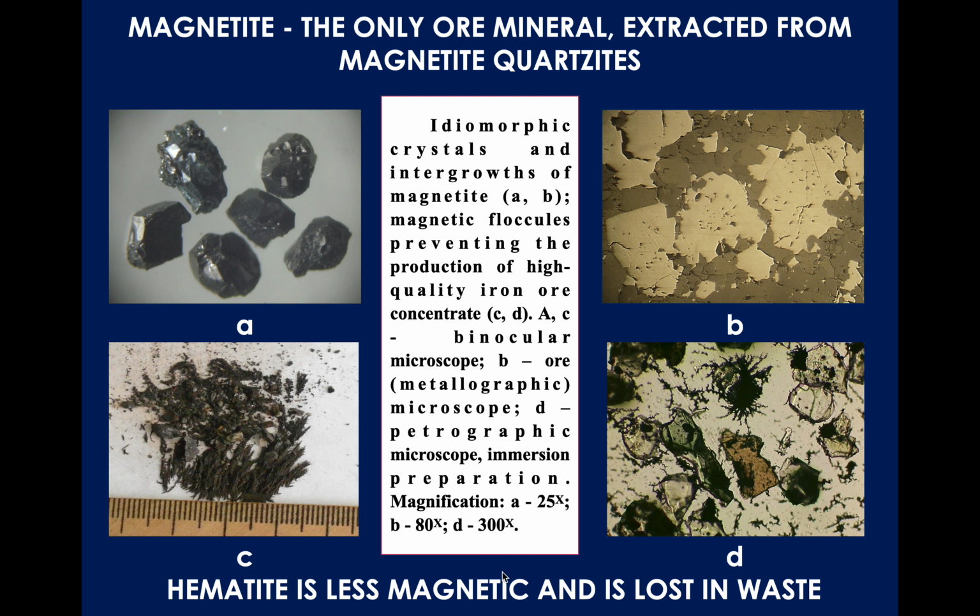Magnetite is the only ore mineral of magnetite quartzites that is actually extracted into iron ore concentrate. It is represented by idiomorphic crystals, irregular shaped grains, and splices. It has pronounced magnetic properties and therefore forms flocculi in the pulp of enrichment factories. They also capture non-metallic minerals, and this makes it difficult to produce high-quality iron ore concentrate.